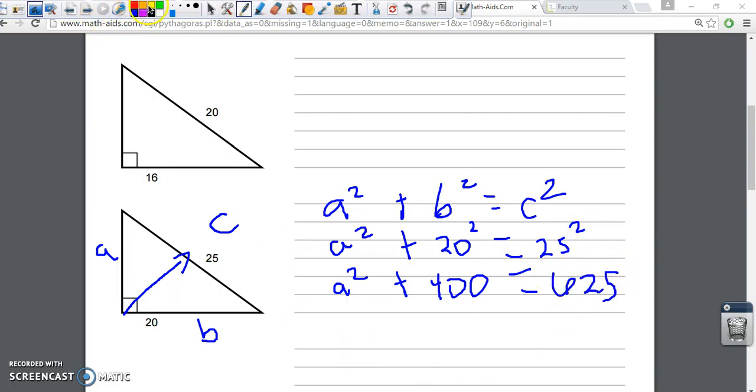Right. So now here we are. We're back to the one-step equation part. You got to get A by itself. So in order to do that, I get rid of what I see by doing the opposite of what I see.